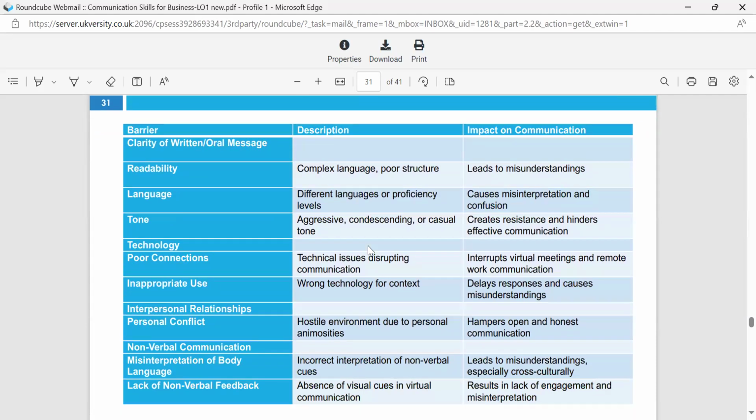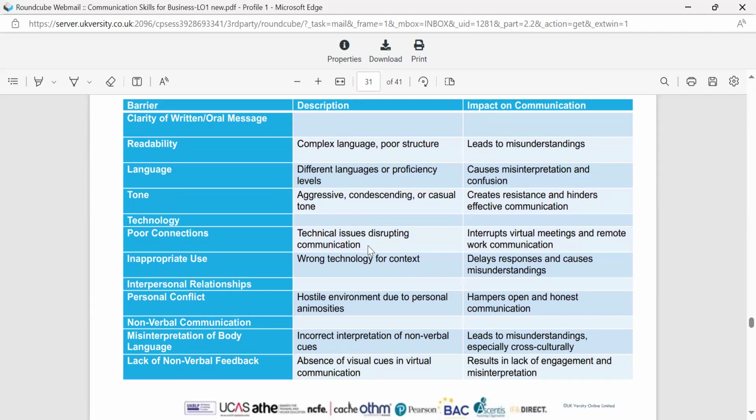So the barrier is clarity of written and oral message readability. The description is complex language, poor structure. The impact on communication is that it leads to misunderstandings. Language barrier, as we mentioned, different languages and proficiency levels, and it causes misinterpretation and confusion. People are from different areas of the world, so language will play a big element of it. The tone as well is really important. The description: if you're condescending, casual, or aggressive in tone, it creates resistance and hinders effective communication.